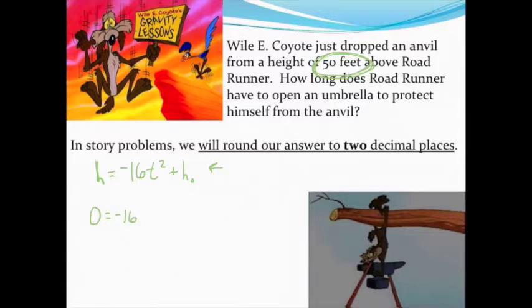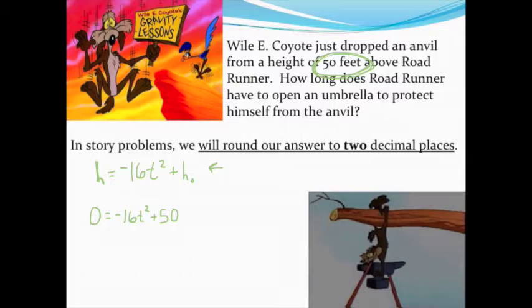-16 comes from gravity, and again, don't worry if you haven't studied physics. You may be used to -32 if you've been using meters. -16 is the feet version of that. t is time, so time squared. And then the h sub o represents our initial height of the object, so 50. So the only variable we have to plug in for is our final height and our starting height. And then since there's no t term, just t squared, I can solve this using square roots.